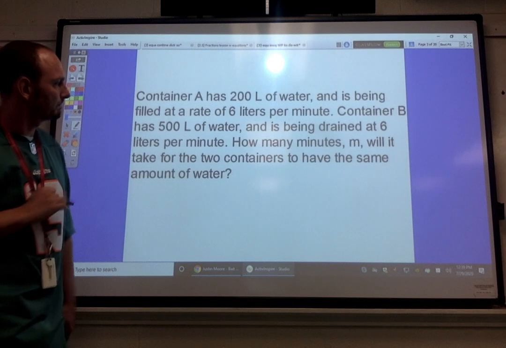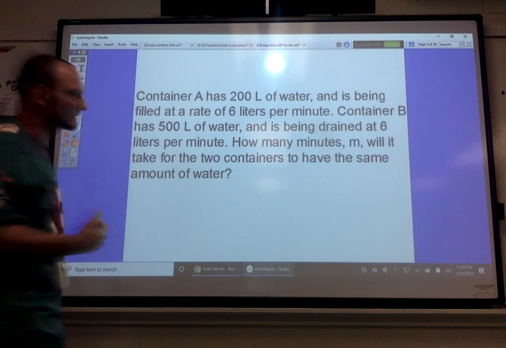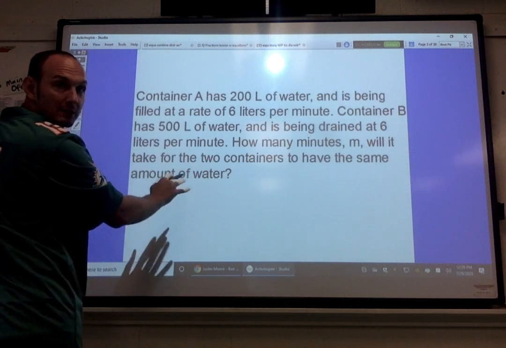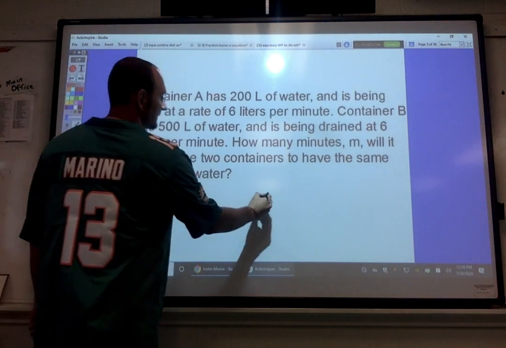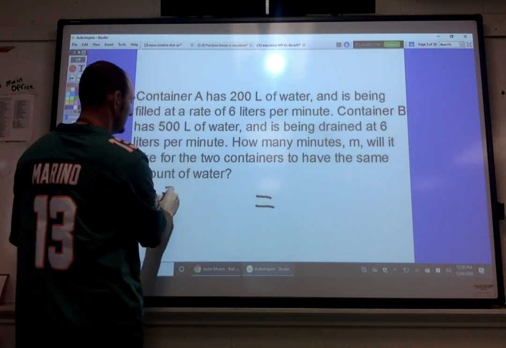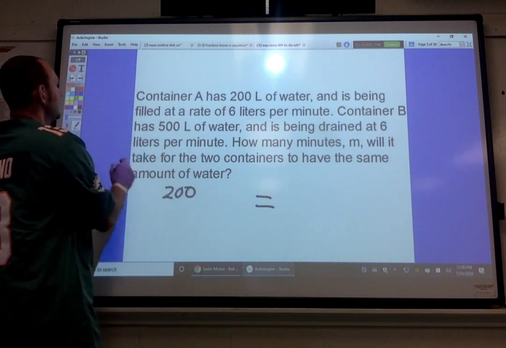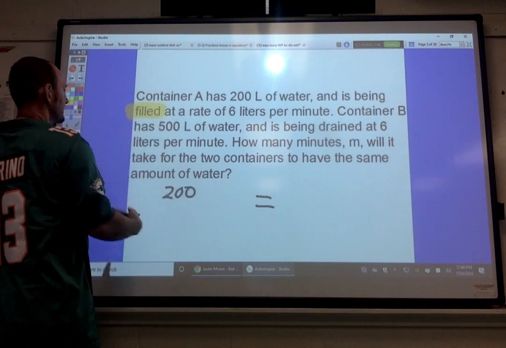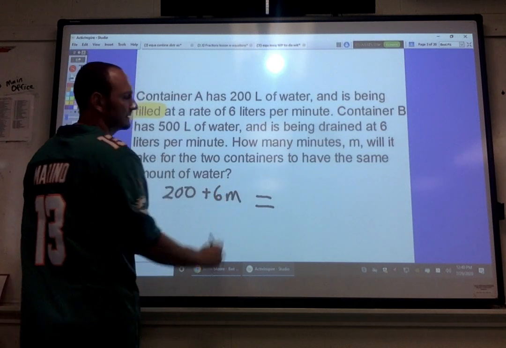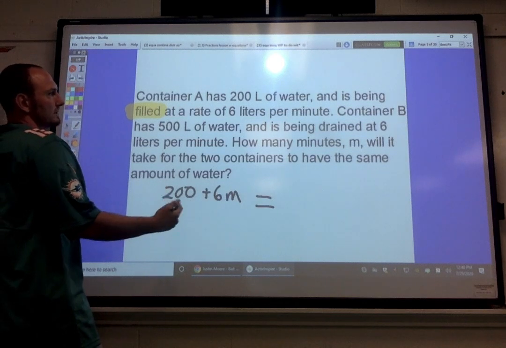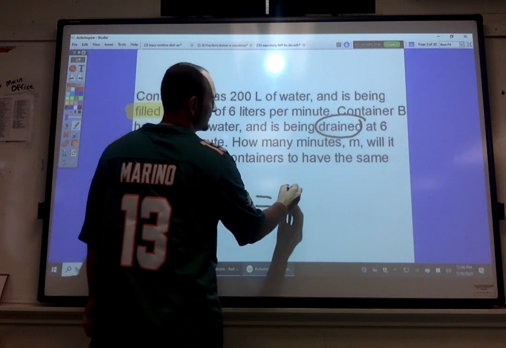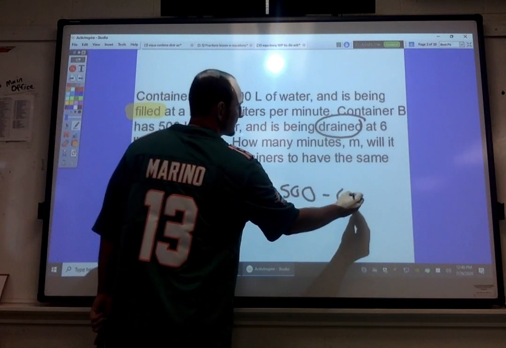Here we have another one. Again, read that last sentence. How many minutes M will it take for the 2 containers to have the same amount of water? Same amount. So I've got 2 containers and they have M in them. This one has 200 liters it started with, being filled. So filled is increasing 6 every minute. The other one is being drained. So 500 milliliters drained at 6 every minute.